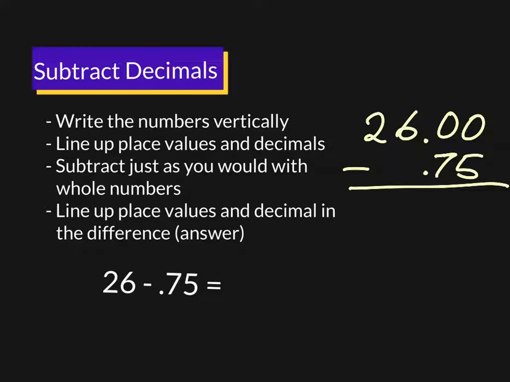Right, and now we can subtract, so 0 take away 5, can't do it. So you're just going to do the exact same thing as you would with whole numbers. You're going to borrow. Right, so we're going to borrow from the 60, and it becomes 59 and 1. So 10 minus 5 is 5, and 9 minus 7 is 2. Bring down our decimal, 5 take away nothing. So the answer is 25.25.